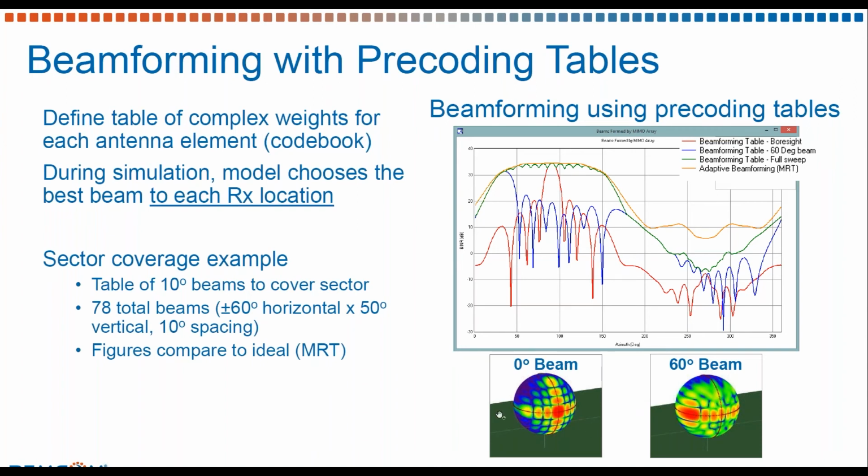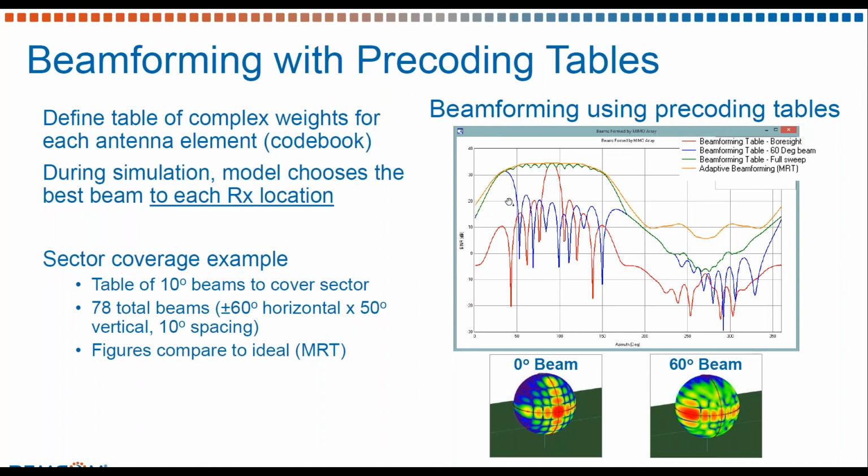In this case, on the left, we just have our 0-degree beam, and we can see the maximum energy is being focused directly outward along the boresight of the array. Whereas when we use the 60-degree beam in the table, we can see that the main signal is being emitted from the side here and steered using that beam.